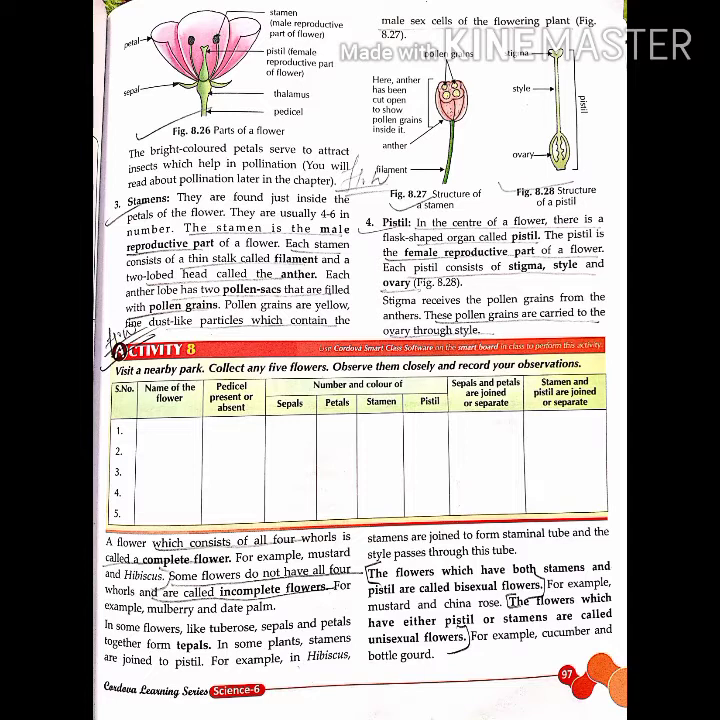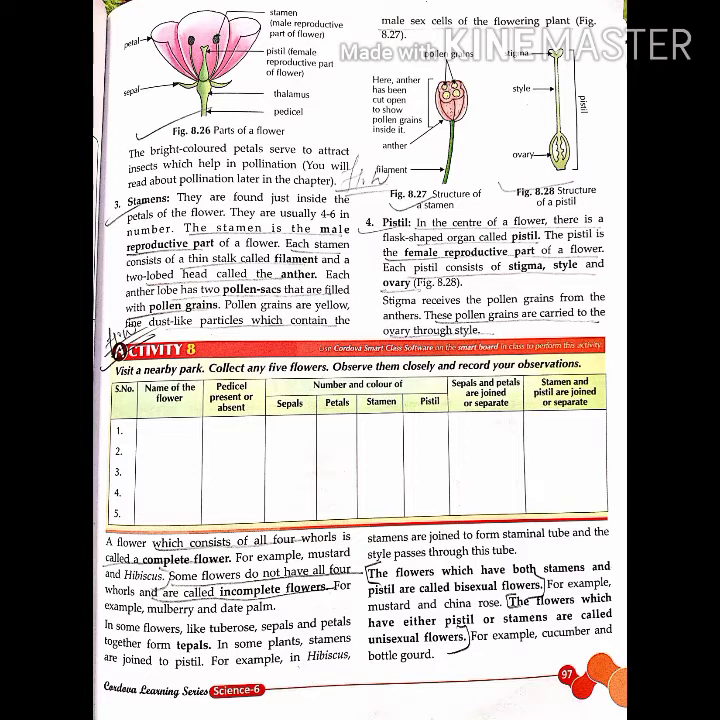Now, parts of the flower. First, sepals, petals, stamens and pistil. There are 4 main parts of a flower: sepals, petals, stamen and pistil. Sepals, the green leaf-like parts in the outermost circle of the flower, are called sepals. The green outermost part, look, in figure 8.26 you have seen the sepals, the small green colored leaf-like parts, they are called sepals.